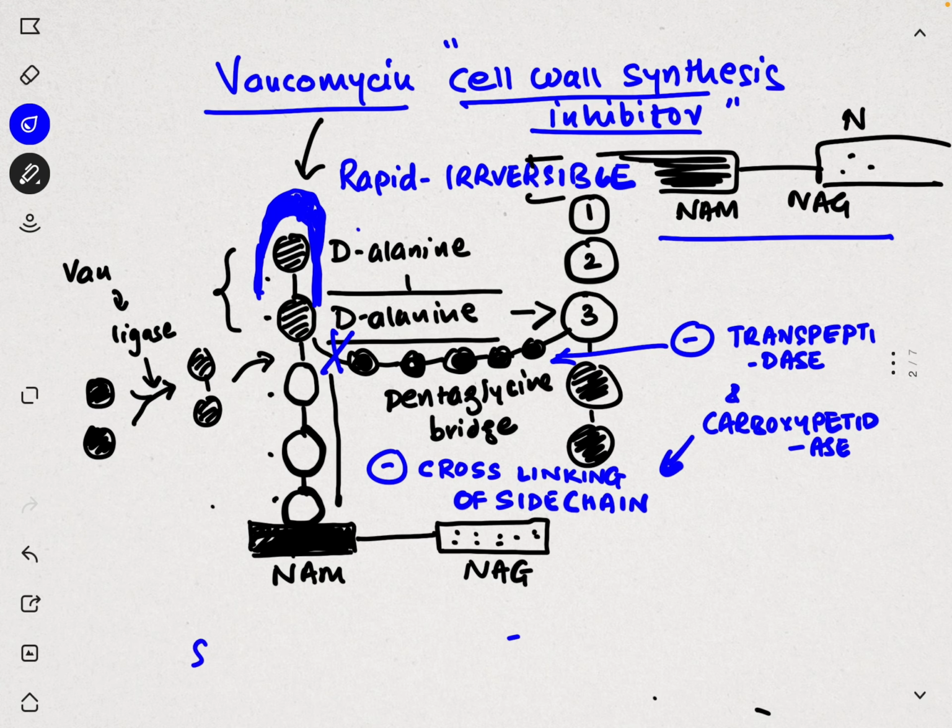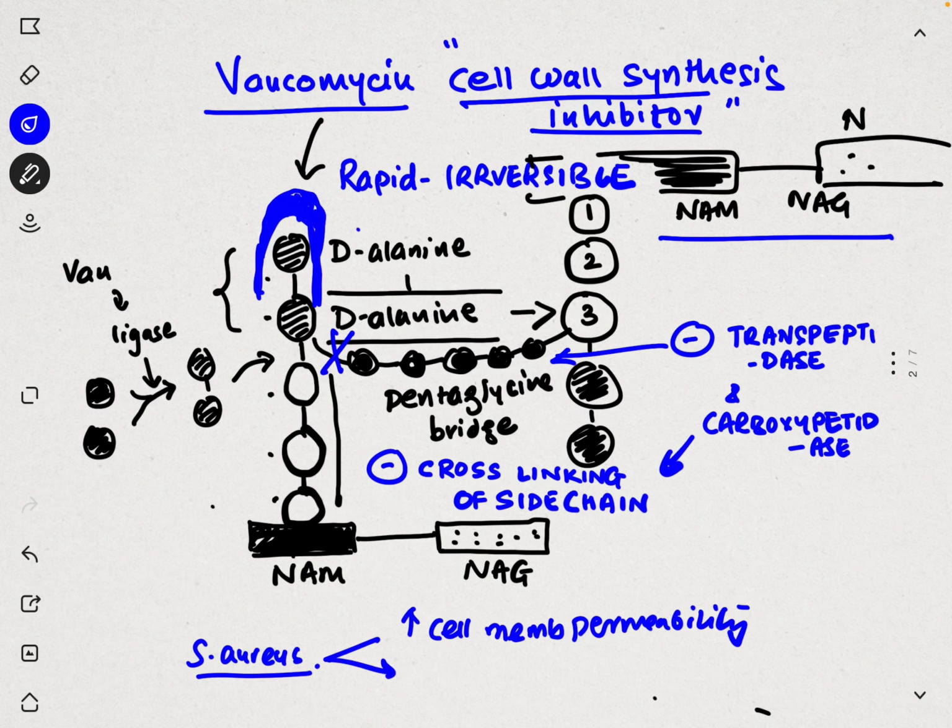In Staphylococcus aureus, we have seen an additional mechanism, that it increases cell membrane permeability as well as it inhibits RNA synthesis. Okay.